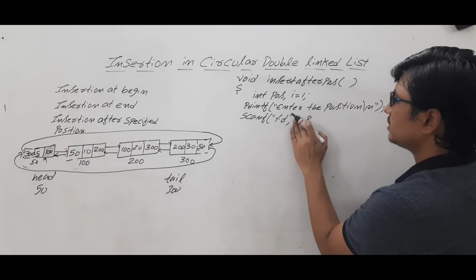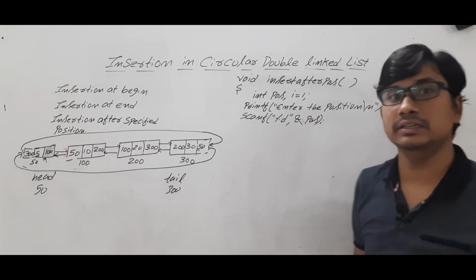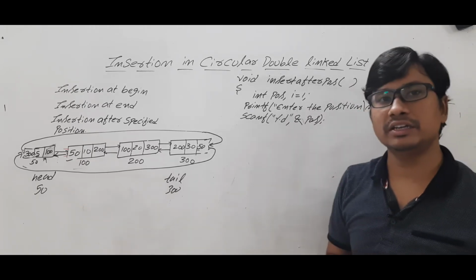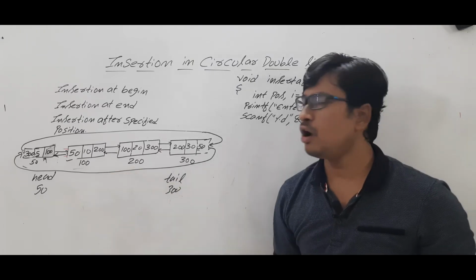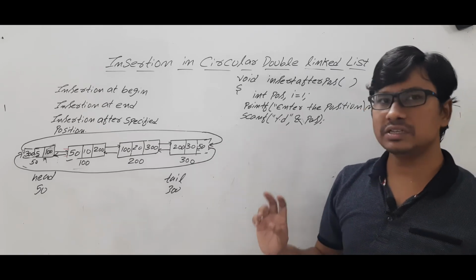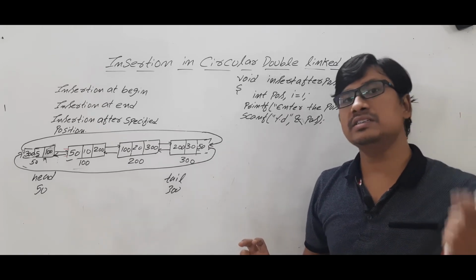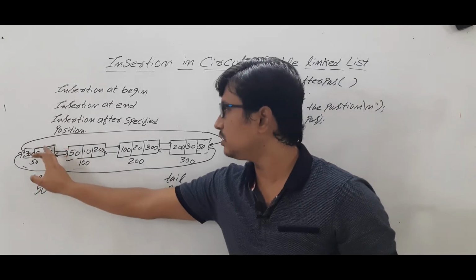Now look at this one. After we have read the position, we have to see whether this position is valid or invalid. Why am I saying whether it is valid or invalid? Let's take this case. How many nodes are there? 4 nodes are there. So if the user says insert after the first position, then it is valid because after this one you want to insert.